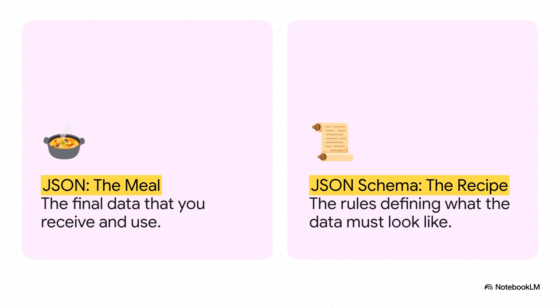I love this analogy because it makes so much sense. Think of your actual JSON data as the final meal, the delicious thing you're about to consume. Well, the JSON schema is the recipe. It's the set of instructions that defines exactly what ingredients you need, what they should look like, and how they all go together. It ensures your meal comes out perfect every single time.